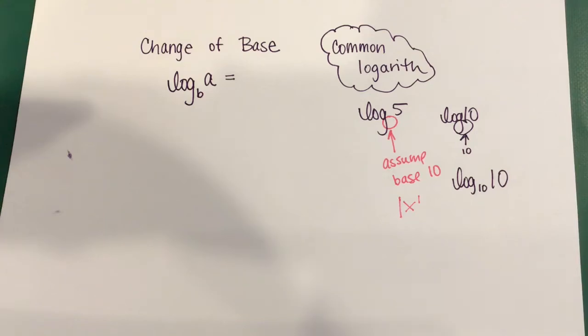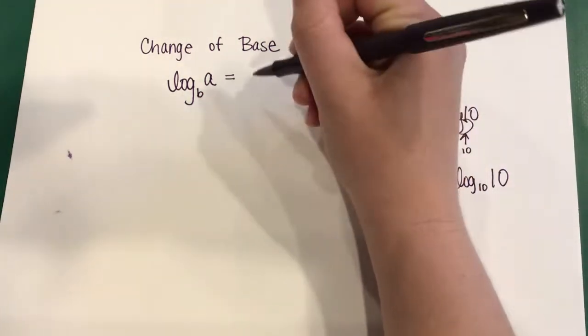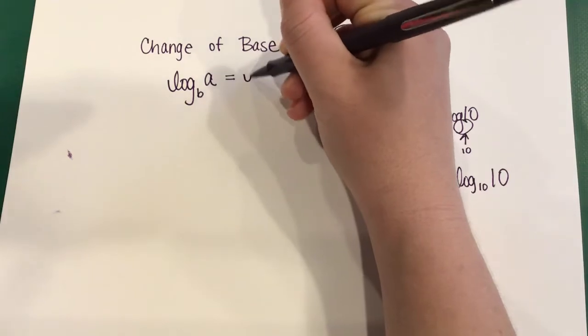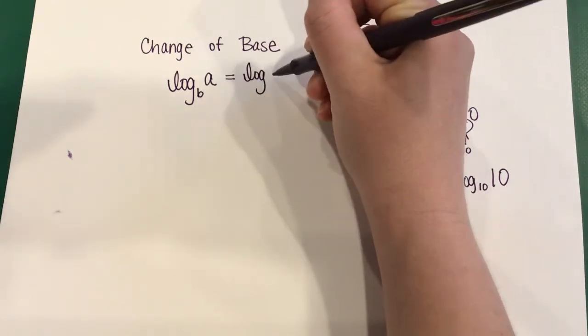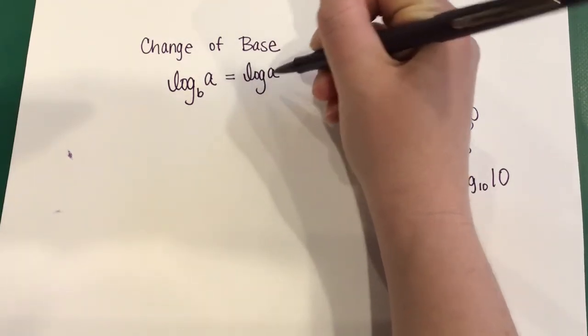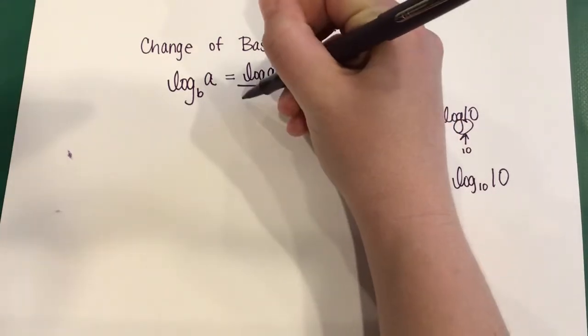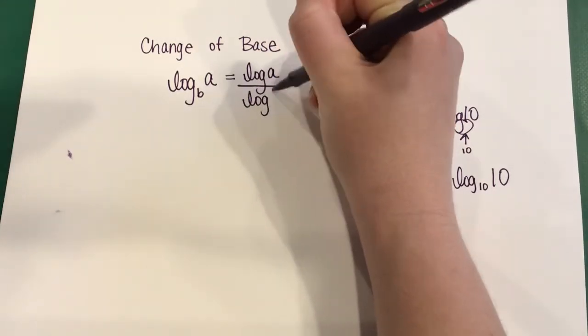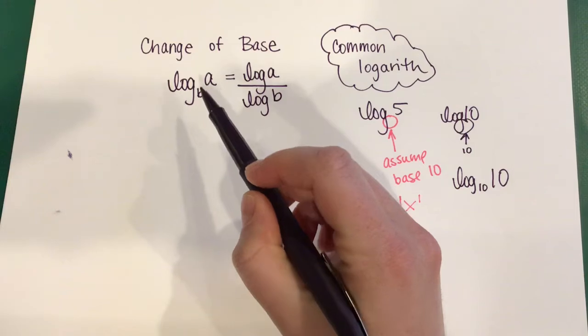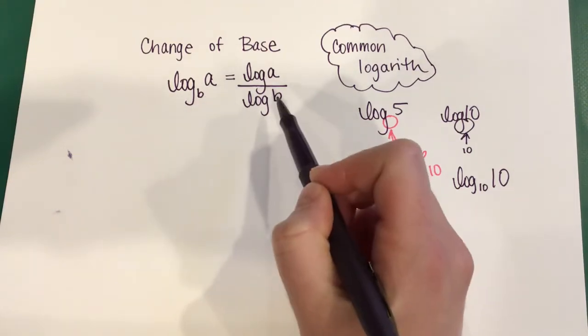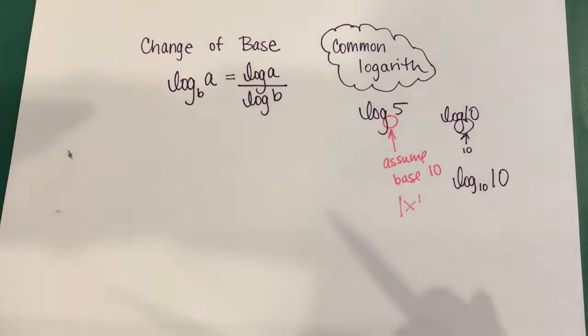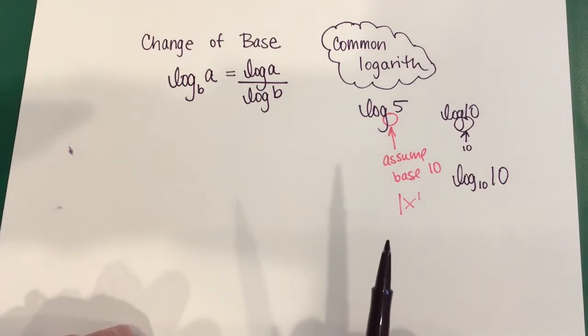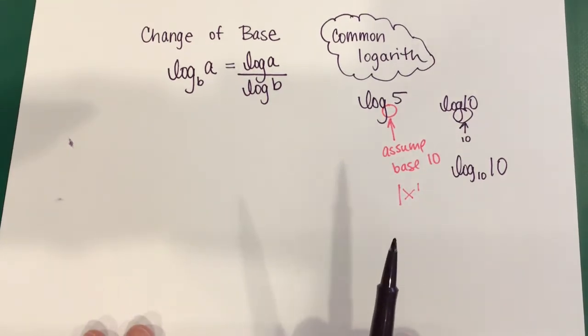How do I use my calculator? Well, we do this change of base formula, and your change of base formula tells you that you can redo this as the log of A, so the common log here, over the log of B. And I remember this because the base of my log is the base of my fraction. So let me prove this to you guys that this actually works.